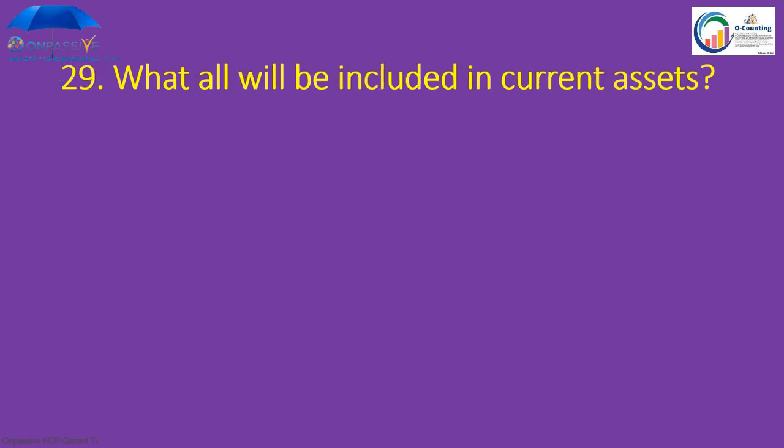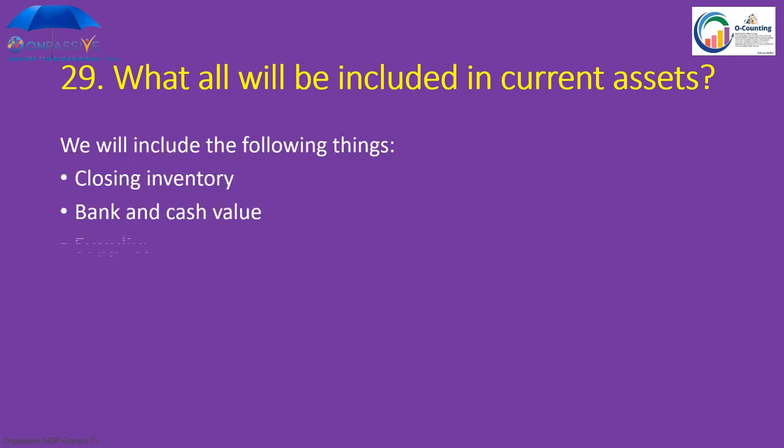What will be included in current assets? We will include the following things: closing inventory, bank and cash value, supplies, accounts receivable.